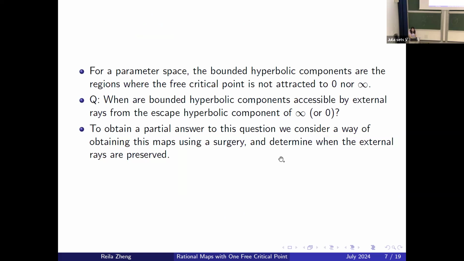So the bounded hyperbolic components are the components where the free critical point isn't attracted to either 0 or infinity. And that's the question that I have. So to answer this, I'm going to talk about combinatorial surgery, which is the Pilgrim-Tan blowup.